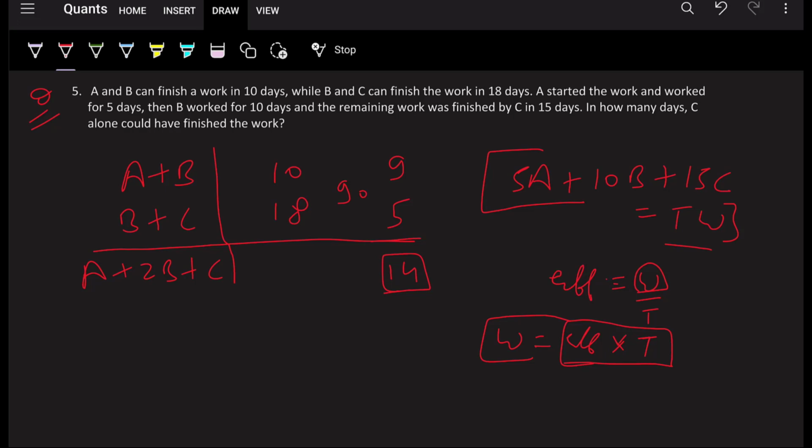Yes. So now if I have to calculate the efficiency of C, then we can say that here the total work is 90, and let's take 5 as common, so A plus 2B plus 3C is equal to the total work, which I have taken as 90. So from here I have got A plus 2B plus 3C as 90 divided by 5, which is 18.